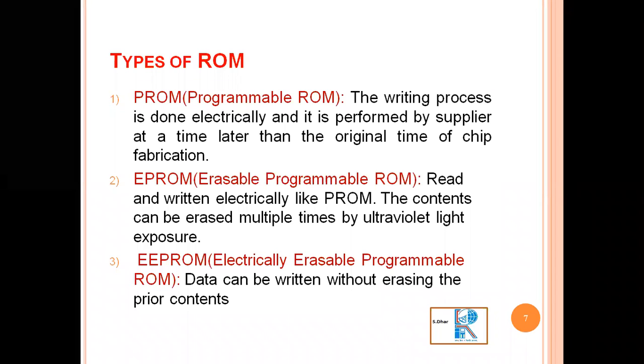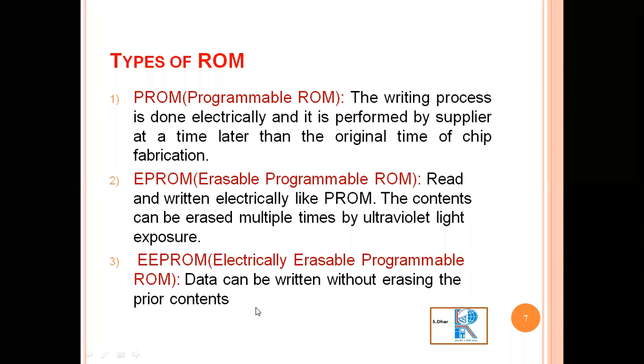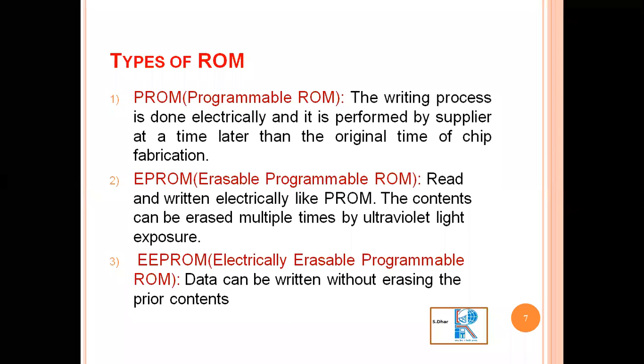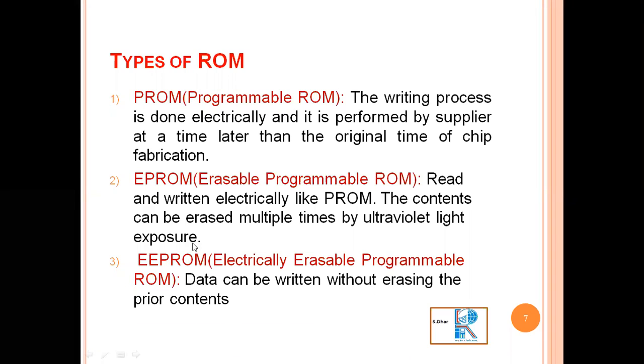Then comes the EEPROM, the electrically erasable programmable ROM. The difference is that instead of ultraviolet light, some electric pulse is used to write the program and to erase the program. Here no ultraviolet is used. Another major difference is that data can be written without erasing the prior contents. That means you can erase particular data without deleting all the data, which is not possible in the EPROM. Once you expose it to the ultraviolet ray, the whole system will be deleted, all the data will be deleted. So these are the different types of the ROM.